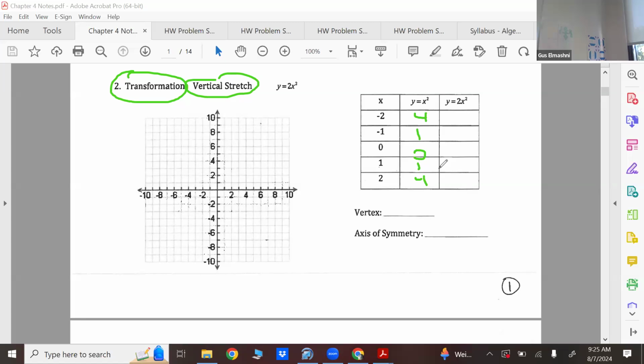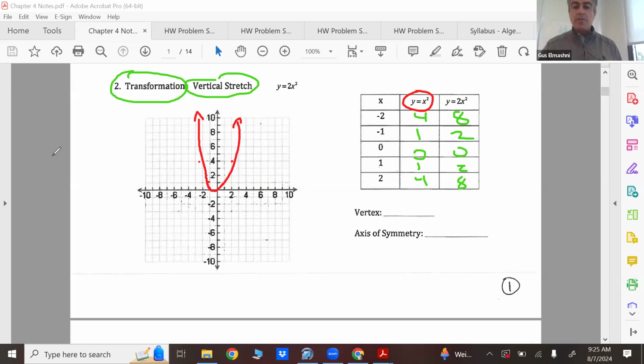You square, right? Think PEMDAS, right? The exponent comes before the multiplication. So you square it, then multiply by 2 afterwards. So what it does is all the y values get doubled. Because you square first, if I plug in 2, I get 4, but then multiply by 2, I get 8. Then I get 2, still 0, 2, and 8. So if I do the original in red, I should have written those in red as well, but that's okay. Here we go.